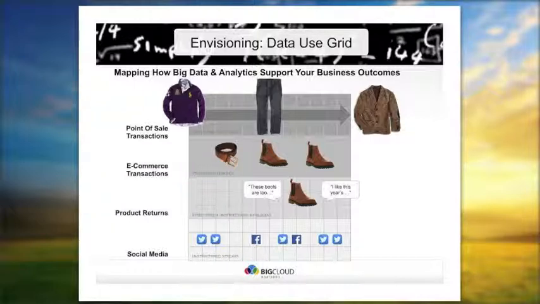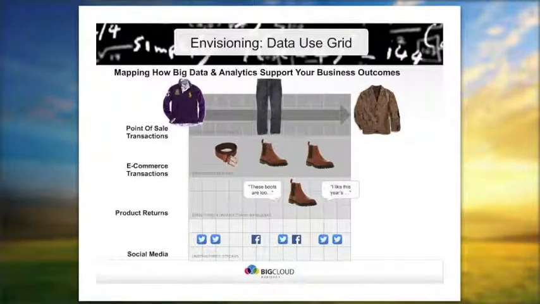So in this particular instance, what we did, we're still in that pre-analytics phase. We've taken a notion of what we believe that the customer life cycle will be. We've lined up the different types of data that we believe are going to be required to predict what that next logical product would be. And we've got that inventoried now in a data use grid.